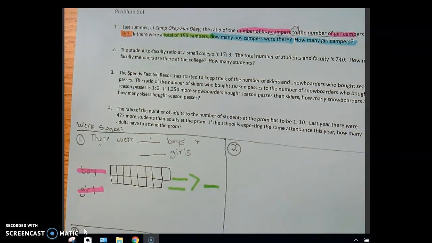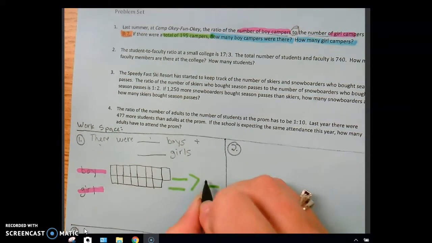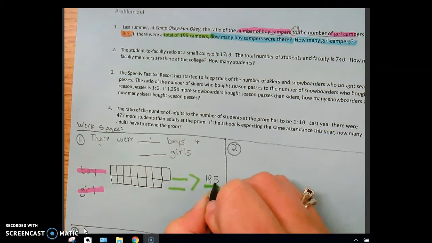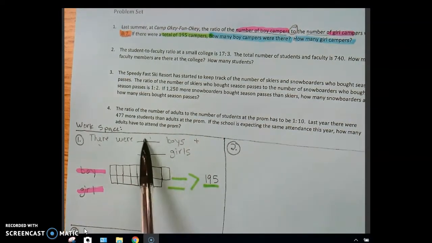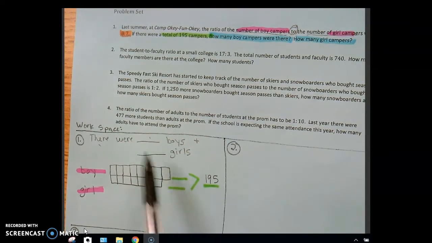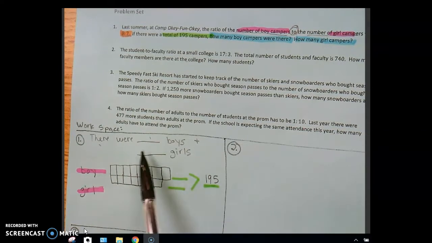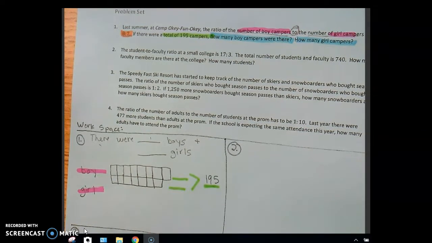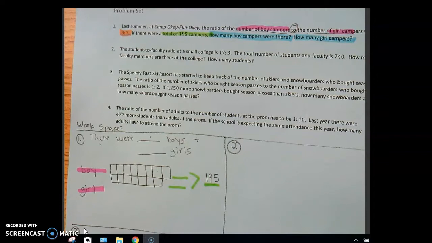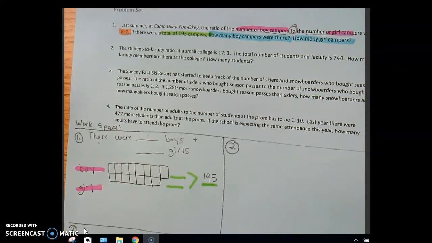So in this case, it told us a total, so that tells me that the boys and girls together are going to be 195, which totally makes sense because what I'm trying to find is the number of boys, so I need to find this information, and the number of girls, I need to find this information. So this is where that tricky part comes in for some of us. If this is our total of 195, what do I do with that?